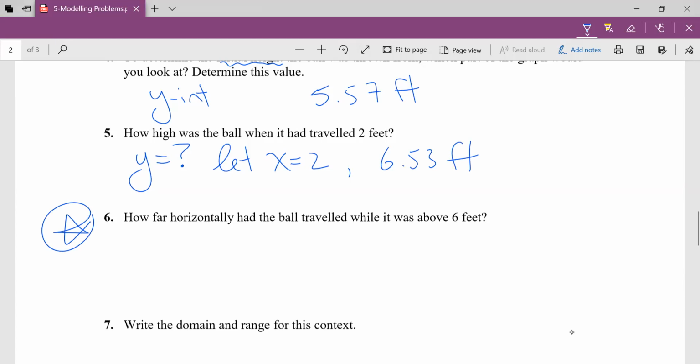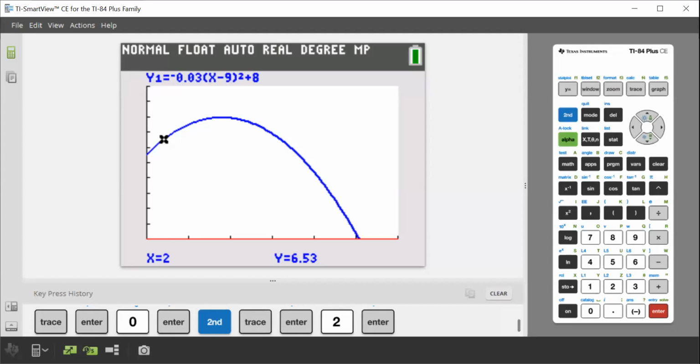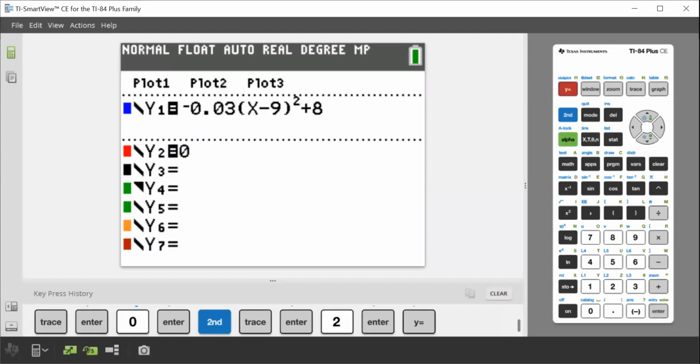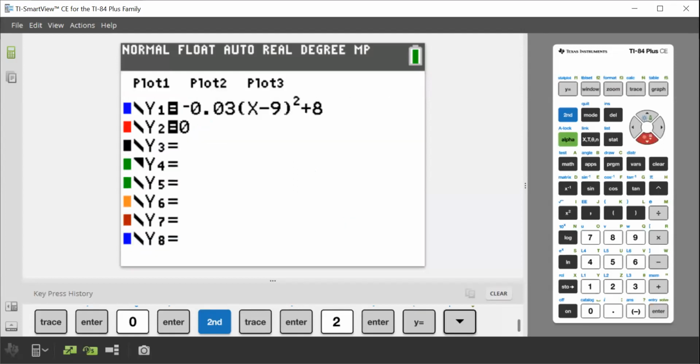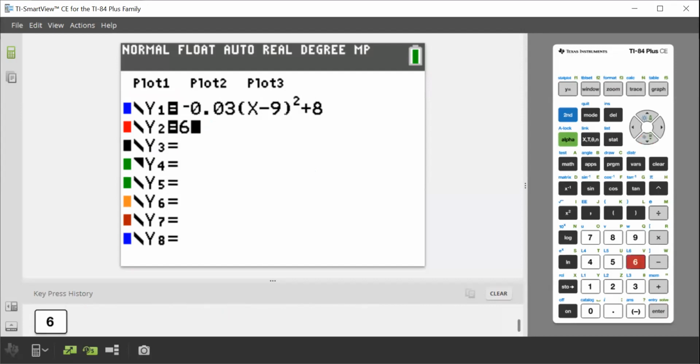How far horizontally? Well, that's an x value. Had the ball traveled while it was above 6 feet? Well, that's my y value. So on this one, what we do is we go back to our graphing calculator and we want an x and we know a y. So what we do is we go to y equals, we go down and we graph what we're looking for.